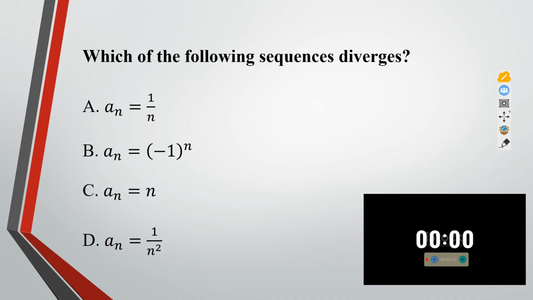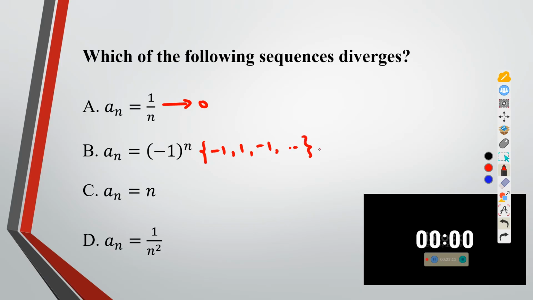Which of the following sequences diverge? Okay, this one we have seen converges and goes to 0. This we have seen keeps on alternating between -1, 1, -1. So this is an oscillating sequence, alternating between -1 and 1. The limit does not exist here, though it remains bounded.